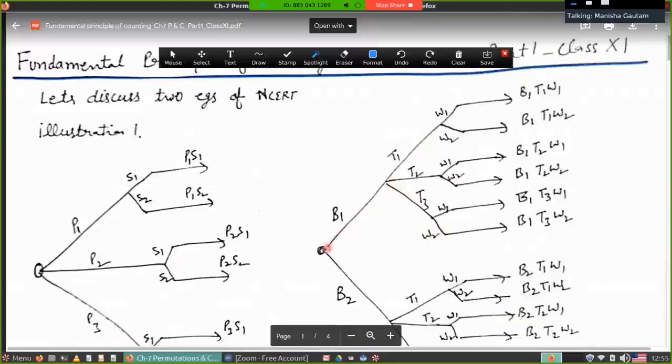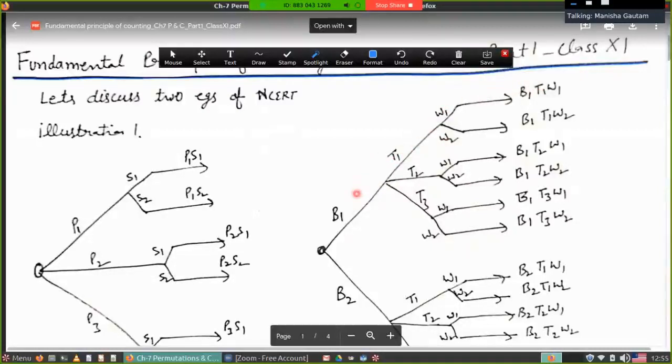Here I have fixed B1 first, then T1, T2, T3. The 3 tiffin boxes are written as T1, T2, T3, and then with the tiffin T1, I have written in tree form W1 and W2, which represent what? Water bottles, W1, W2. Same with T2, same with T3, I have written the water bottle symbols. Now first of all, I have to take B1, then T1 and W1. The first combination will be first bag, first tiffin and first water bottle. This is the first combination.